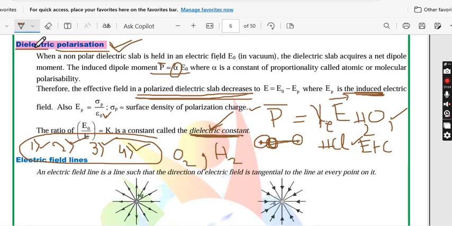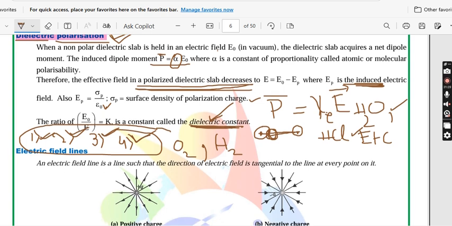For dielectric polarization, we need to know the concepts: what dielectric substances are, what polarization is, what polar molecules are, and what non-polar molecules are. By combining these four, we can derive the expression and understand dielectric polarization. I hope this concept is clear to you guys.